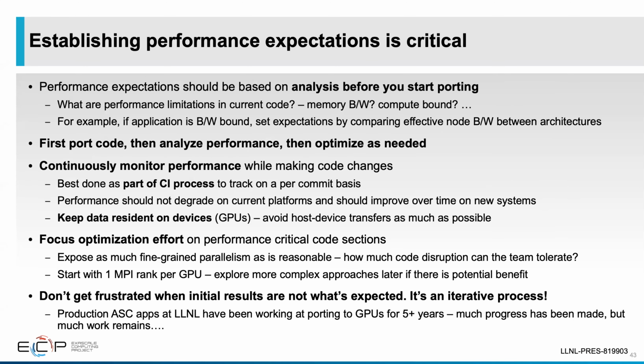It's also important to establish good performance expectations. What this means is understanding your kernels. Are your kernels going to be memory bandwidth bound? Are they going to be compute bound? What are the appropriate types of optimizations that can be made? Of course, it's best to always try to port some code, analyze performance, and then optimize as needed. And this is very much an iterative process. We highly recommend continuously monitoring performance. If you have a CI process, you can make this part of your process.